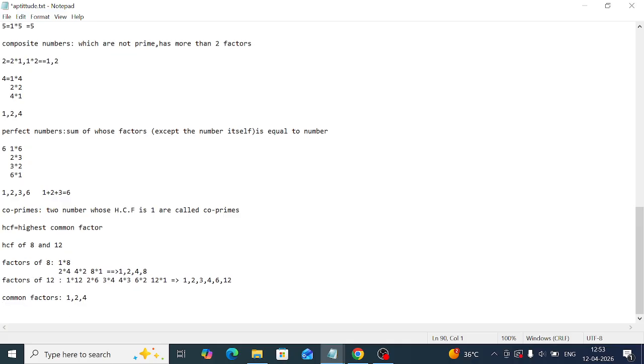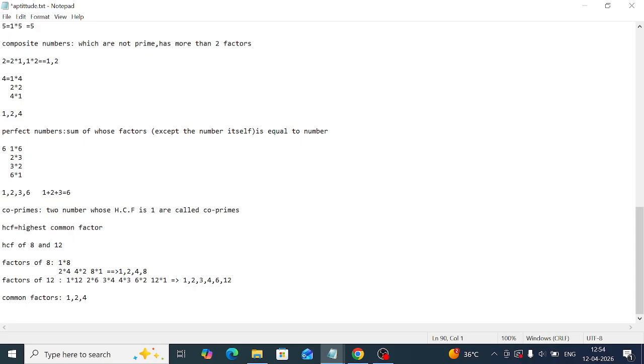See, in factors of 8 it is 1, 2, 4, 8. This is the value here, and here this is the value. In both, what are the common values? 1 is there, 1 is there, 2 is there, 2 is there, 3 is not there in 8, so leave it. 8 is there, 8 is not there in 12, leave it. But 4 is there here and 4 is there here. That's why I am taking 1, 2, 4.